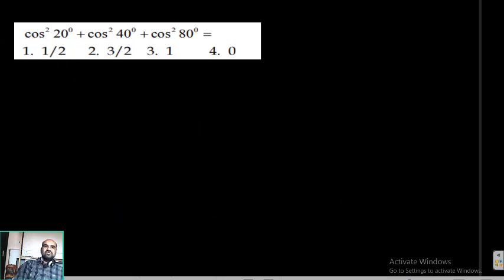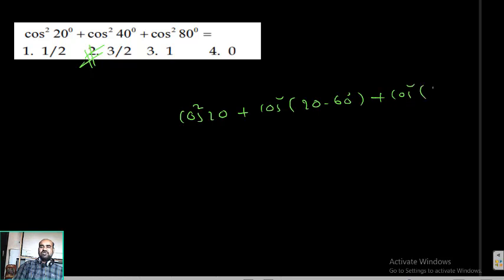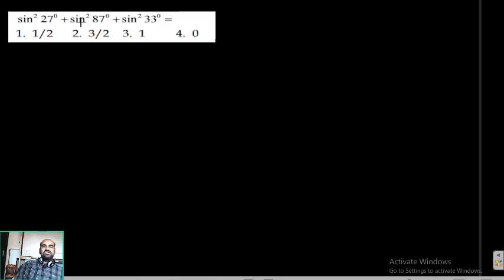Okay. So now what can I say for this? Directly I can say the answer is 3 by 2, because cos square 20 degree plus cos square of 20 minus 60 degree plus cos square of 20 plus 60 degree, directly I can say this is 3 by 2. This is also 3 by 2 only, same reason.